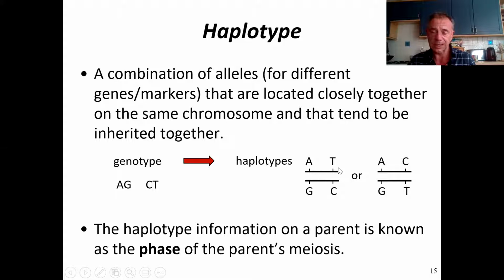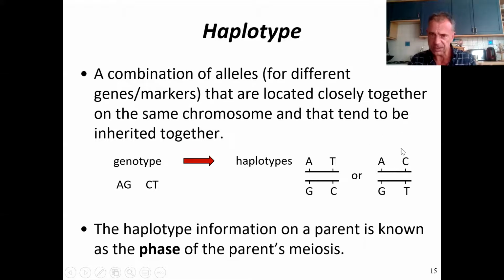So here you've got an A and a T, and we don't know from the genotype which way around they are. We know that at one locus we've got an A and a G, and at the other a C and a T. So that means either the A and T are together and the G and C are together, or the A is on the same chromosome as the C and the G is on the same chromosome as the T. And which way round that is is called the phase of the meiosis. So here we say the A is in phase with the C and the G is in phase with the T.